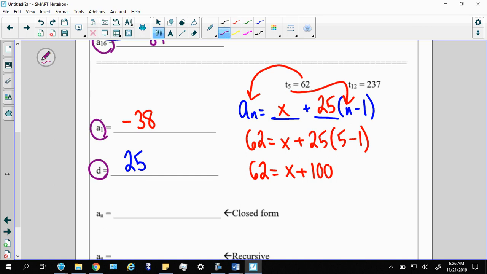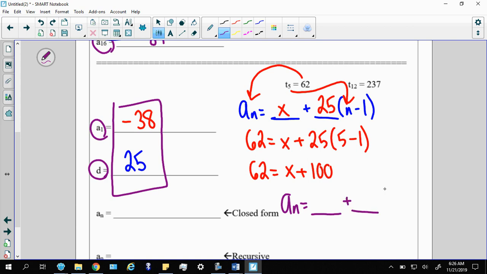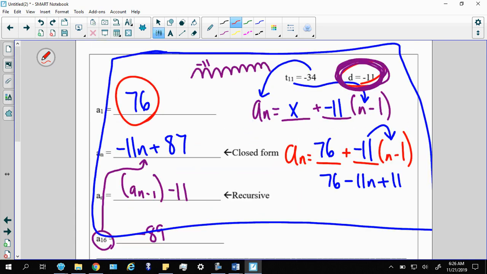All right, now that I have my first term and my common difference, all I have to do now is figure out what my closed form formula is. And guess what? We're doing the same exact thing. Something plus something times n minus 1. So that's negative 38. This is 25. Do the math.